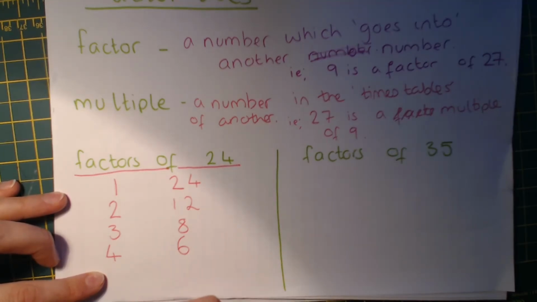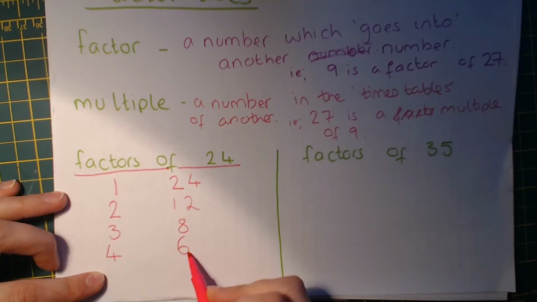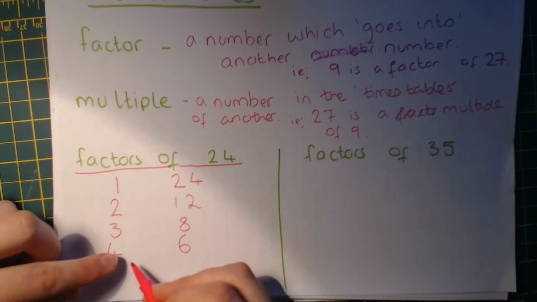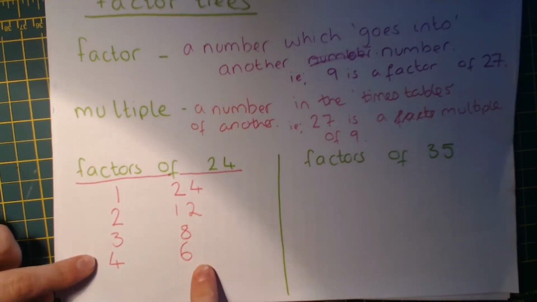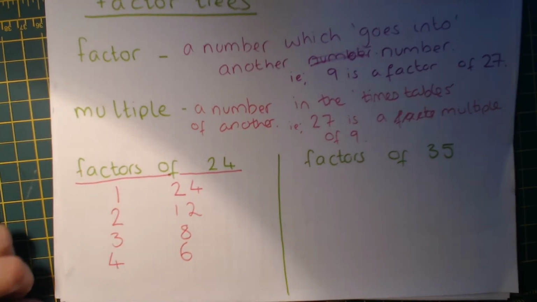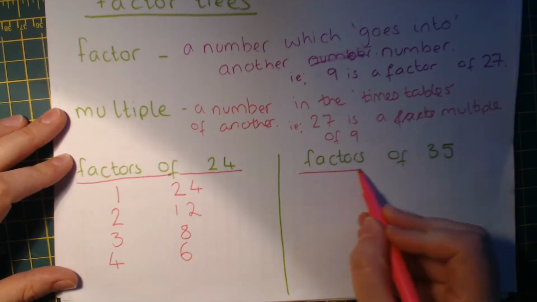The next number we come to is 6. Now, we've already got 6 in here, so that means our numbers have kind of met in the middle, so we've finished. That's all the factors of 24. We've not missed any out. Okay, so it's a really nice, neat way of doing it.